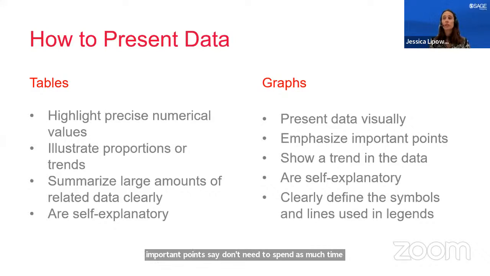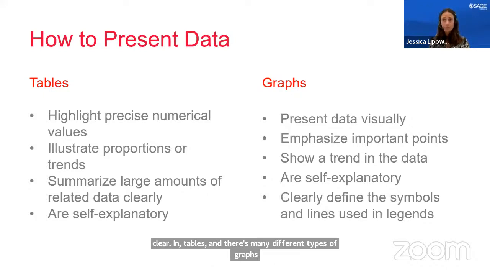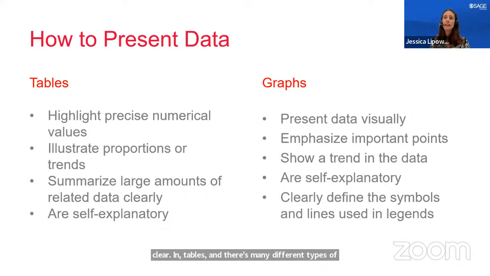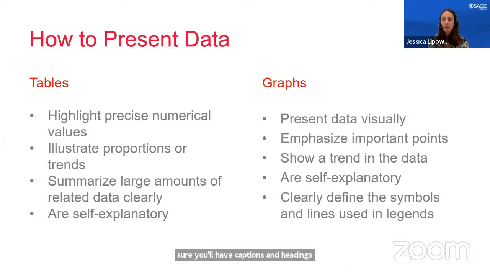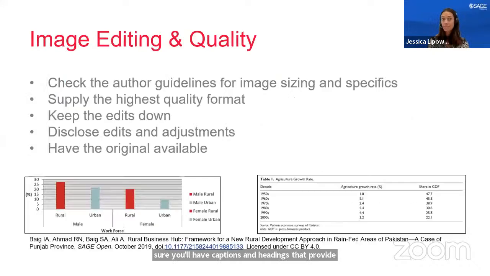Graphs are really great for showing trends that may not be as clear in tables, and there's many, many different types of graphs that can be used. A well-constructed graph should have a title, figure legend, and footnotes along with the figure, and the title should be concise yet informative. And then you'll want to make sure you have captions and headings that provide further explanation as needed.